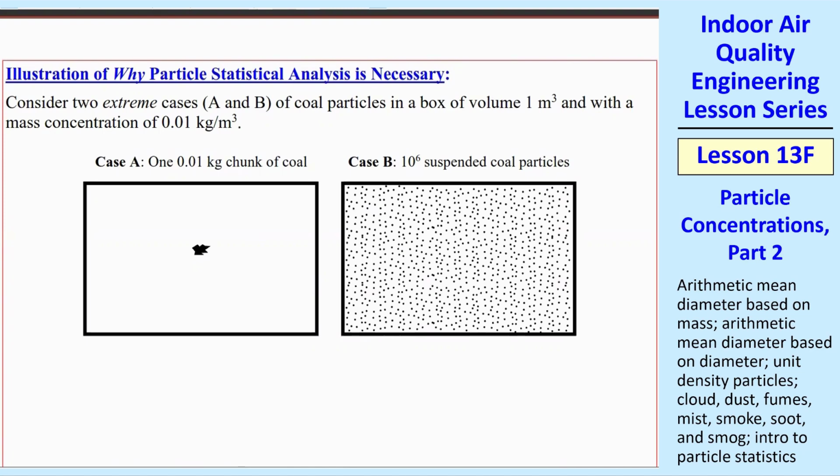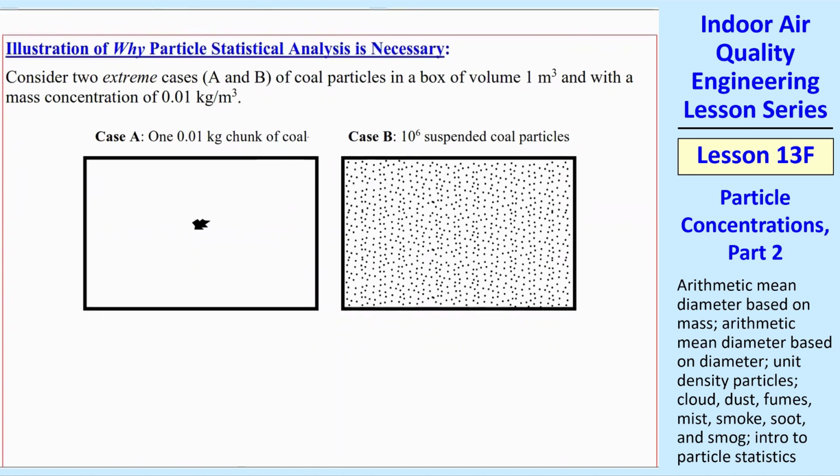Finally, I'm going to give you a quick illustration of why particle statistical analysis is necessary. I'm going to consider two very extreme cases, case A and case B, of coal particles in a box of volume 1 cubic meter. So these are identical boxes, identical mass concentrations, but two very different particle distributions. In fact, these are very extreme cases. So the first one here, case A, has just one particle, and it has a mass of 0.01 kilogram.